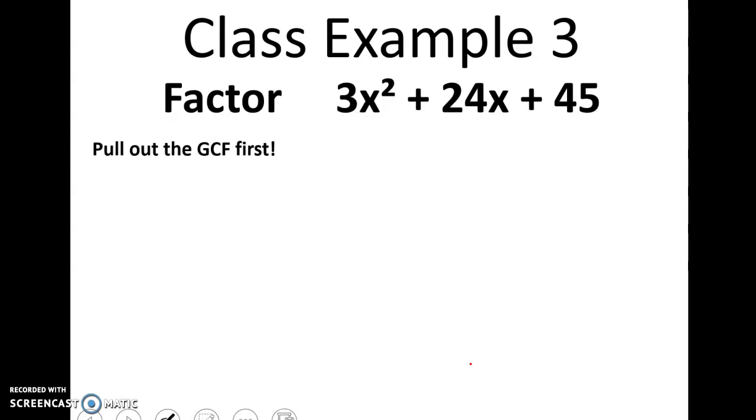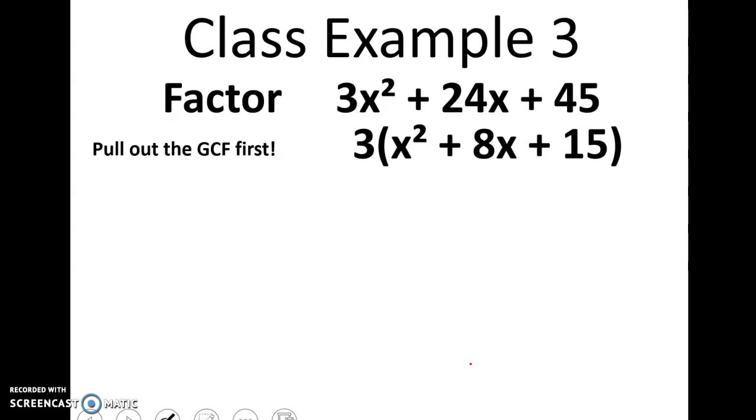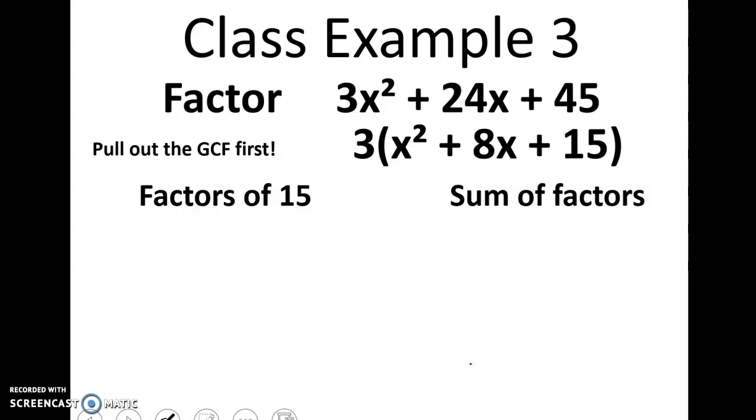Pull out the GCF. We just divided each term by 3 to get what's in the middle. Raise your hand if you're not sure how we got x squared plus 8x plus 15. All right, we're looking for the factors of 15 that add to be 8. Not those. There they are.